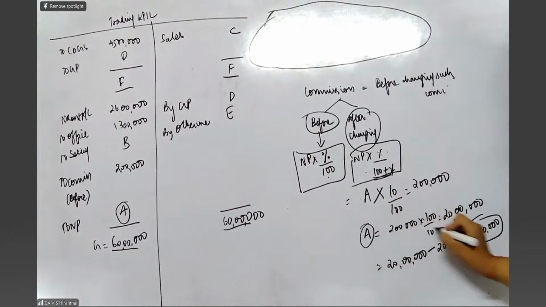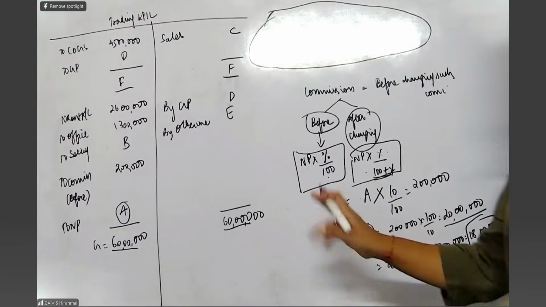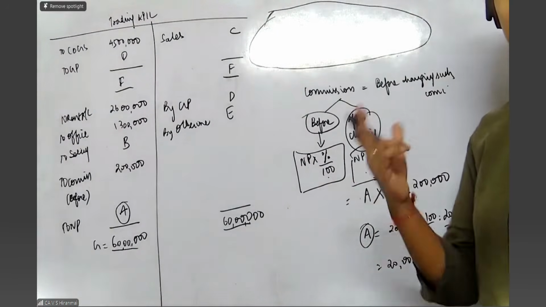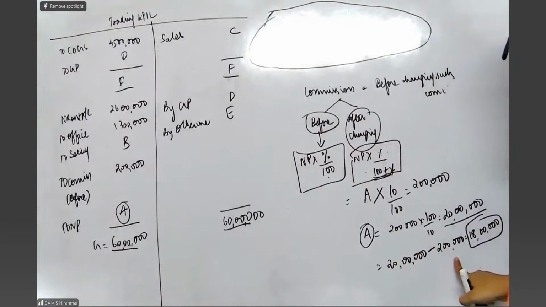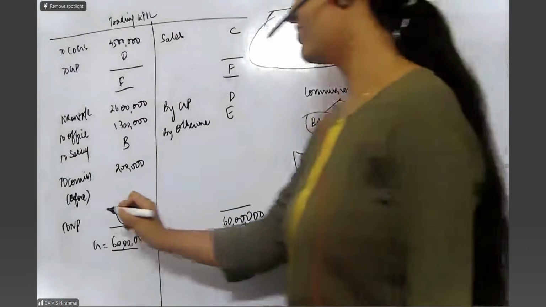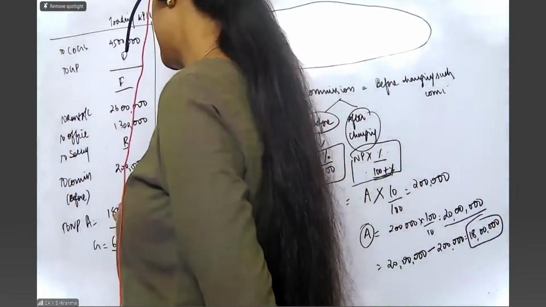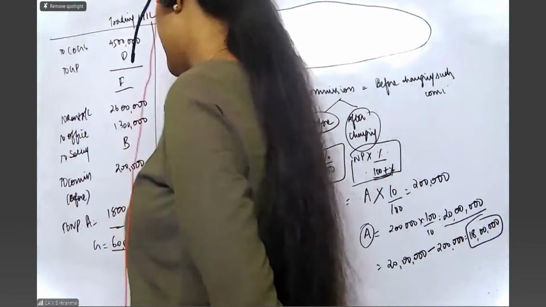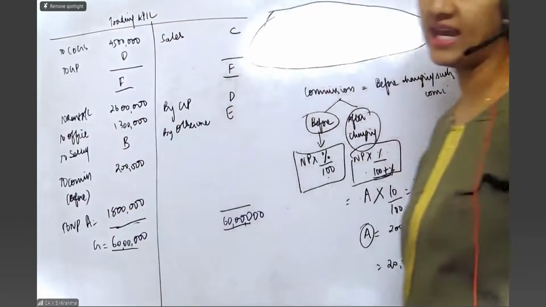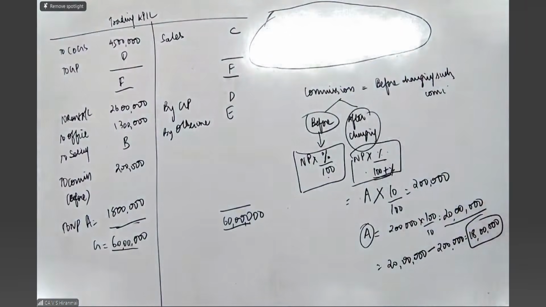I found that 20 lakhs is my net profit. But I should not take 20 lakhs directly because it includes the commission of 2 lakh rupees. Now subtract it. The value of A will be 18 lakh rupees. Everybody, what will be the value of A? 18 lakh rupees. Is this clear, everybody?